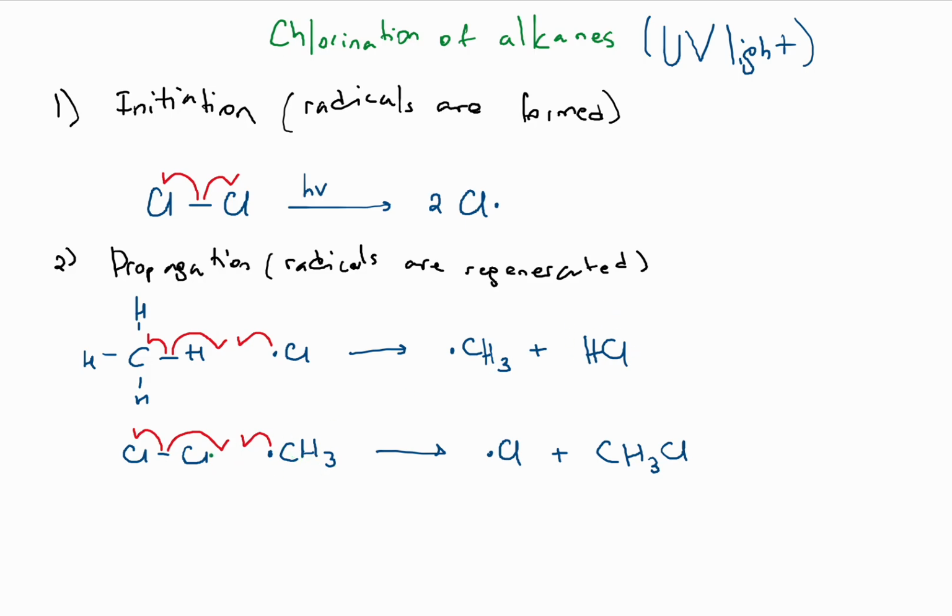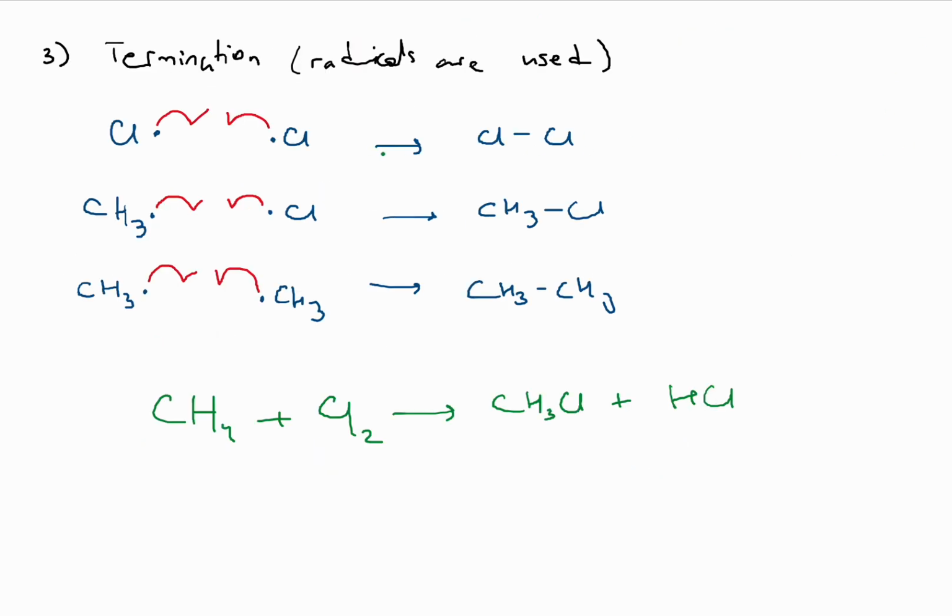This methyl radical can react with a chlorine molecule again, breaking the chlorine molecule into a chlorine radical and chloromethane. In the last step we have termination. Radicals are used up, so all radicals are terminated. Radicals react with each other and form molecules. Chlorine radicals can react with each other to form a chlorine molecule. A methyl radical and a chlorine radical react to form chloromethane, and methyl radicals react with each other to form ethane. The overall reaction is CH4 plus Cl2 gives CH3Cl plus HCl.